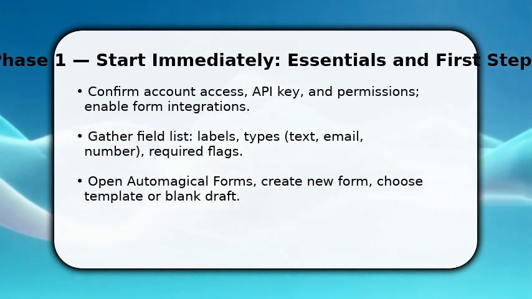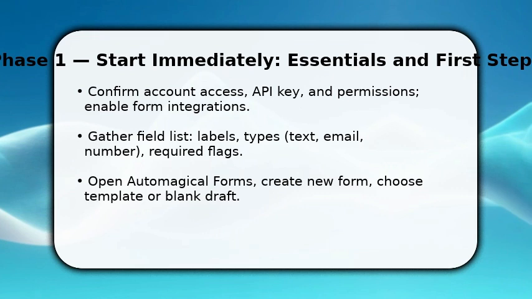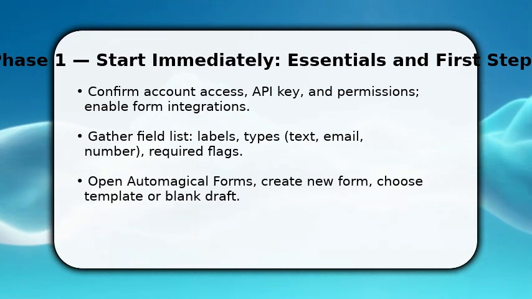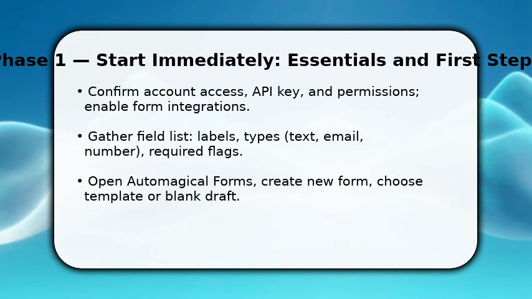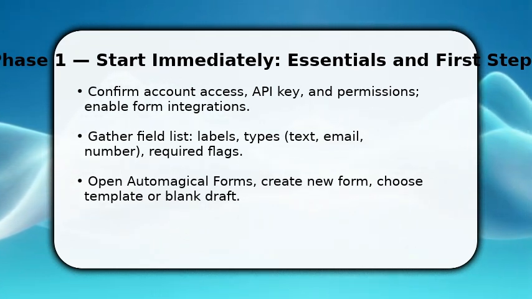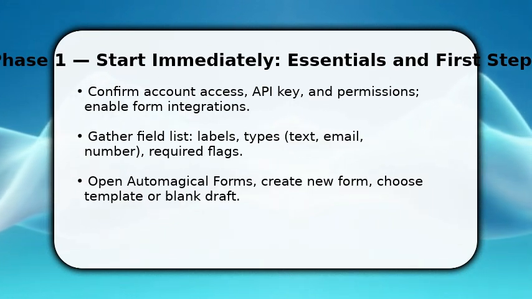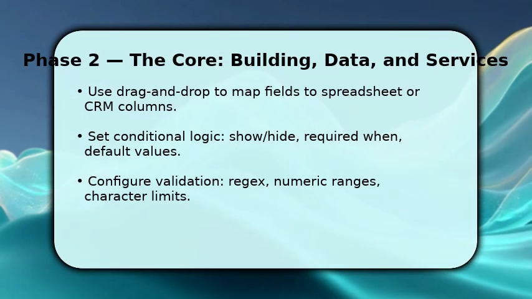Next, import or paste your field list, labels, types like email or number, and required flags so the tool maps inputs correctly. Make sure to save the draft immediately because autosave prevents lost edits and sets the base for mapping and logic rules. Now you map fields to targets.